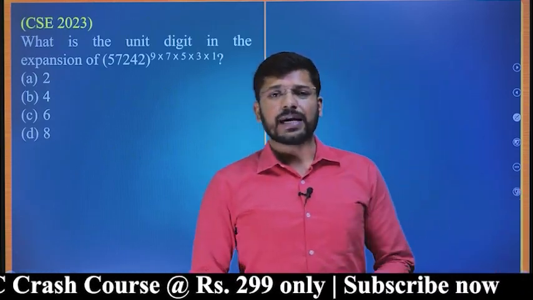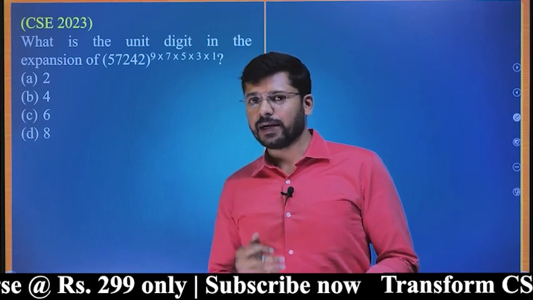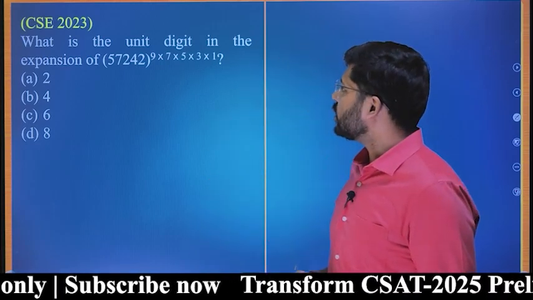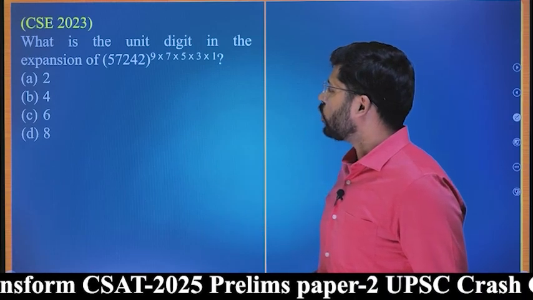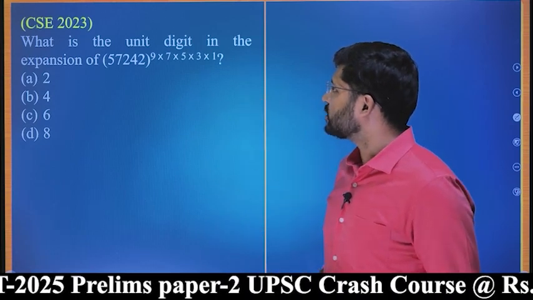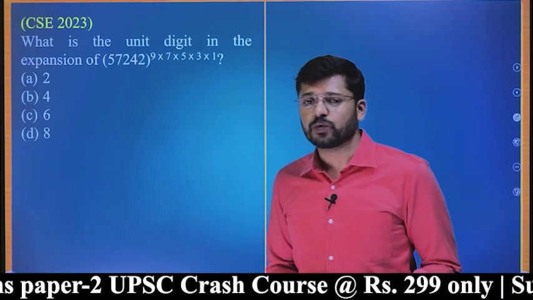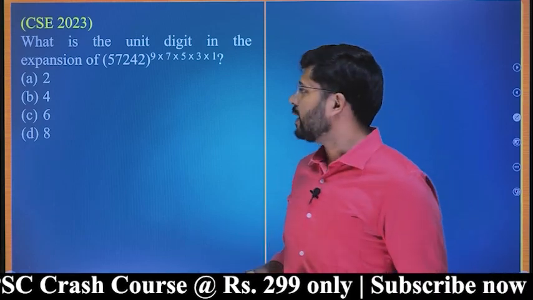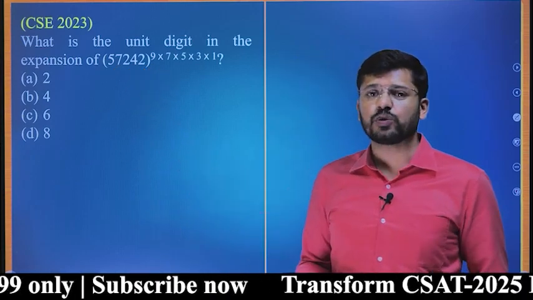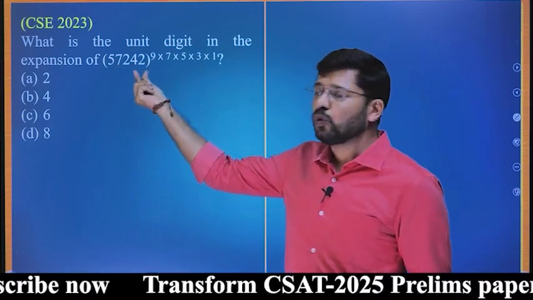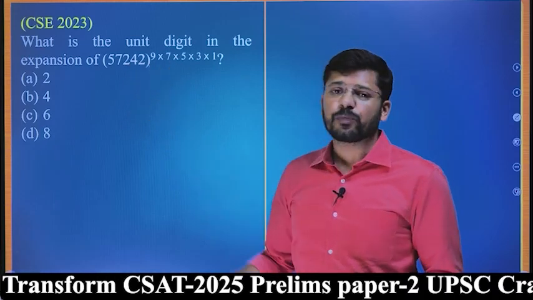This question was asked in the 2023 paper. Let us take a look at it. What is the unit digit in the expansion of 57,242 raised to 9 into 7 into 5 into 3 into 1? Now, they do not want us to calculate the entire value of this number. They want us to calculate what will be the units digit of this entire number.